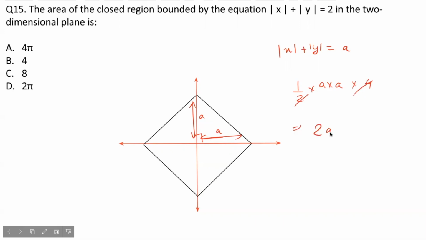Now we have a quick shortcut for all these questions. So if you have mod x plus mod y is equal to 2, the area which you require will be 2 into 2 square. That's 2 4s are 8. Option C. And that's exactly how I personally solved the question in the exam, 2a square. I could probably get the answer in 3 to 4 seconds. That's all. The answer is option C.